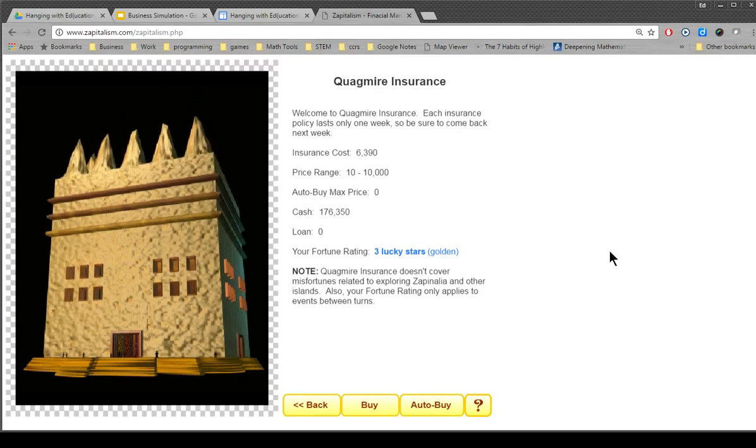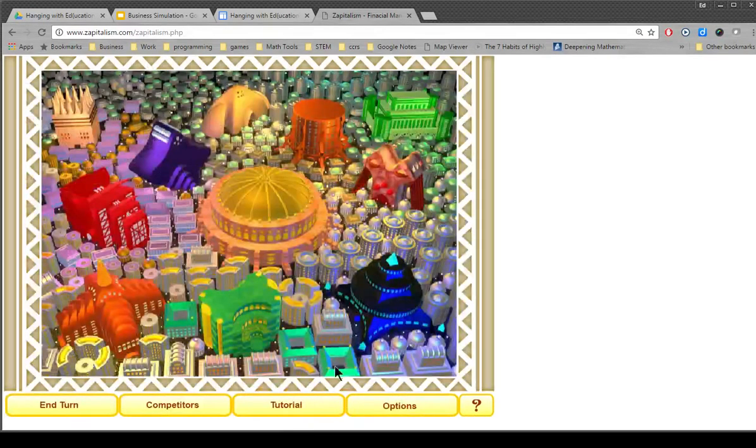Your fortune rating, 3 lucky stars. Hey, we're good. So we even get our fortune told. I don't know if insurance companies should start adopting this procedure to help people buy stuff. But who knows? Maybe it works.